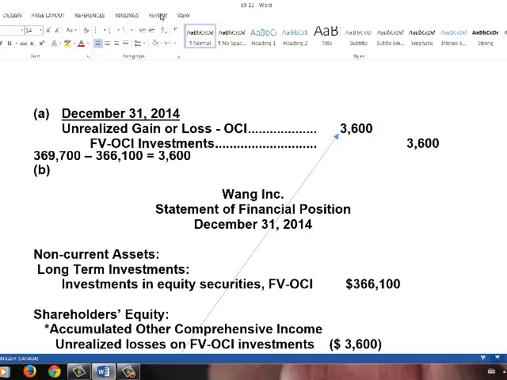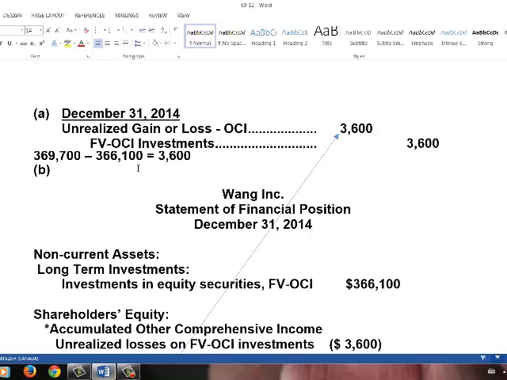So now in this case, at the end of 2014, the question asks us to adjust the fair value through OCI investment account to its fair value. Well, the fair value is 366.1. They're sitting on our books right now at 369.7, which is higher. So we have to bring down or credit the investment account for 3,600. Because it's a fair value through OCI investment, we are going to debit the unrealized gain or loss account, which runs through OCI, for 3,600.